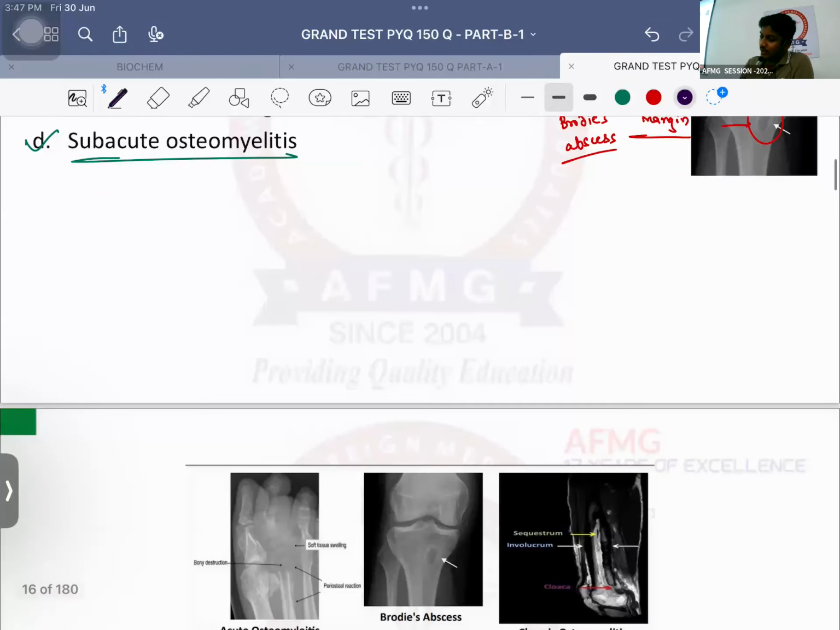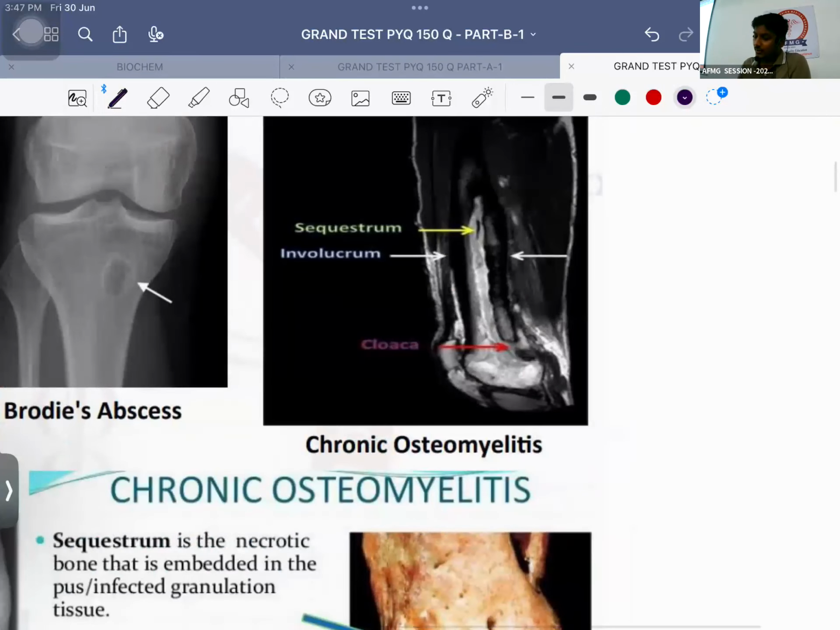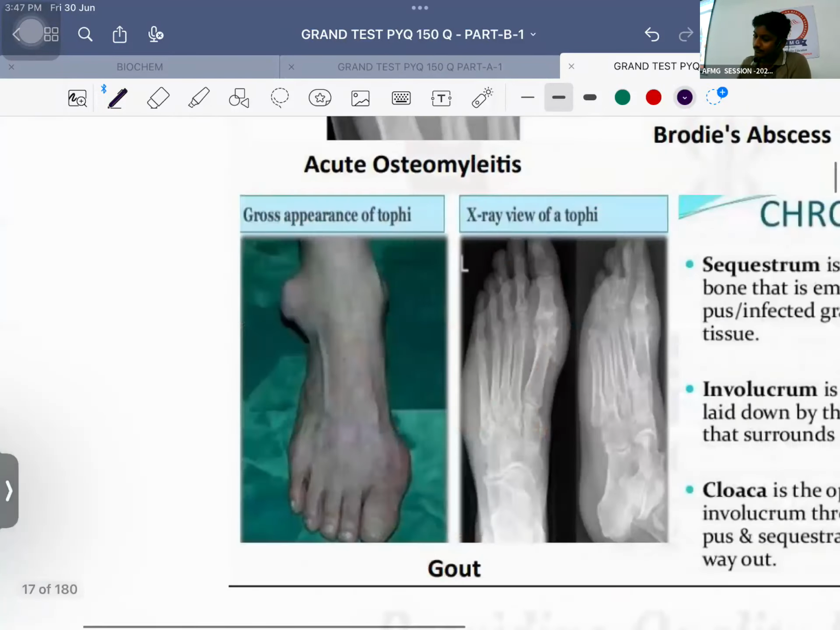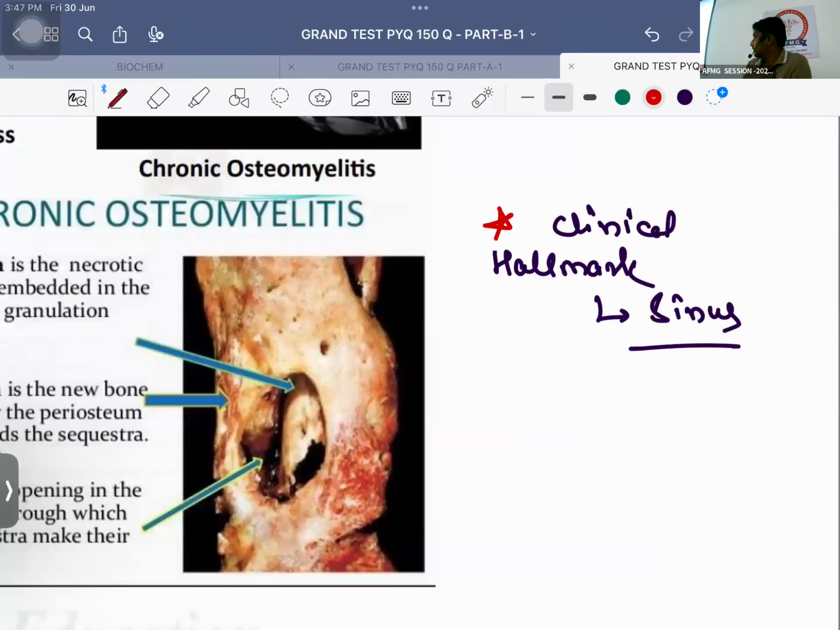Chronic osteomyelitis में क्या होता है? So usually there are three important features. Hallmark, अगर मैं clinical hallmark पूछूं, तो you are right all of you. That is a sinus formation. और उस sinus से क्या बाहर आता है? Pus. ठीक है? तो clinical hallmark, that means you are able to see the sinus and pus is draining out of that sinus. That is the clinical hallmark.